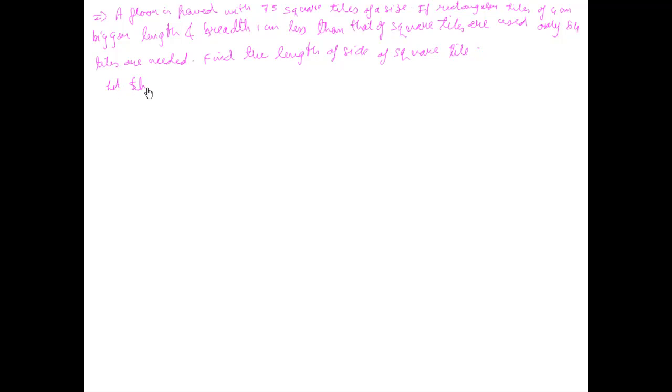Let the side of square be x centimeters. So, children, it's x centimeters, and the other one, which is rectangular, children, is less by 1 centimeter and more by 4. Now, children, the area of square is side squared, so the area of this is side squared, and we require 35 tiles. The other case, children, area is length into breadth, we require 64 tiles. And, children, they pave the same area. The area covered by this is equal to the area covered by this, children. There's no difference.